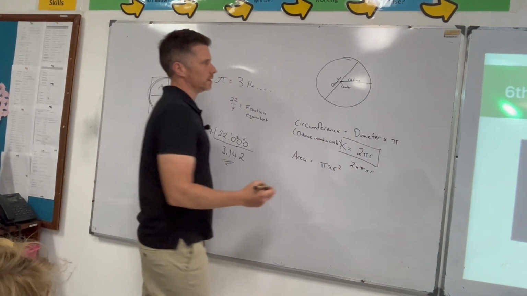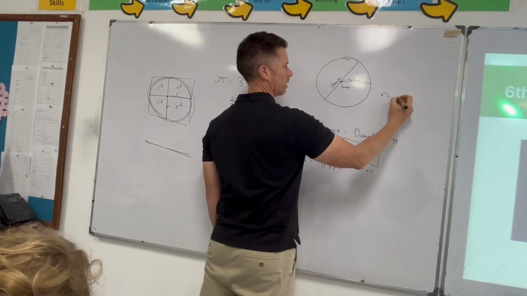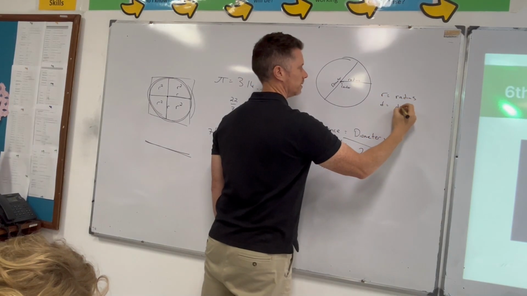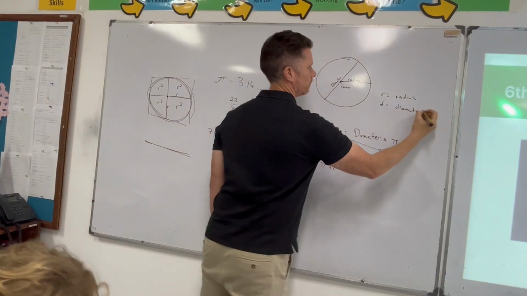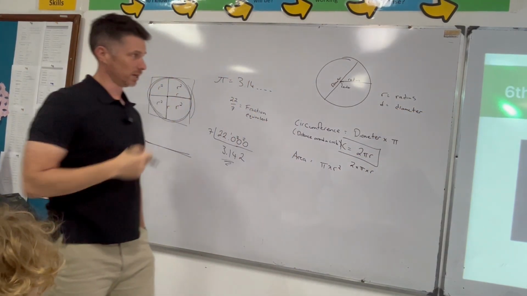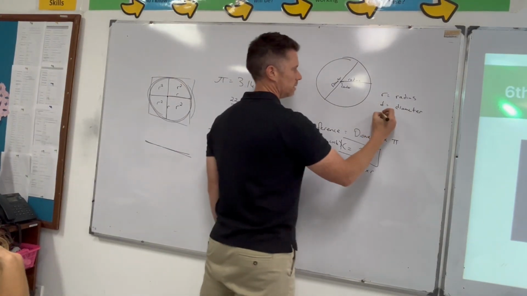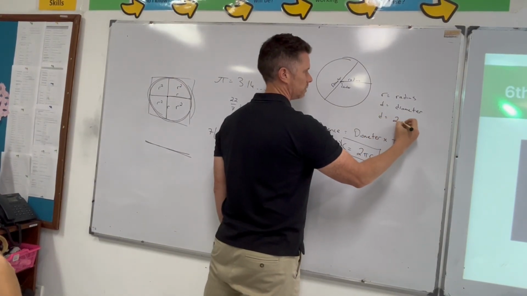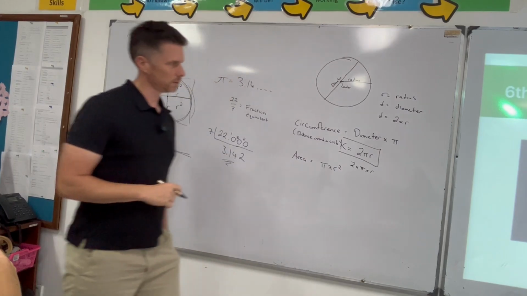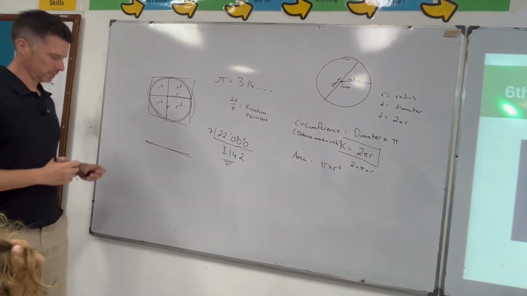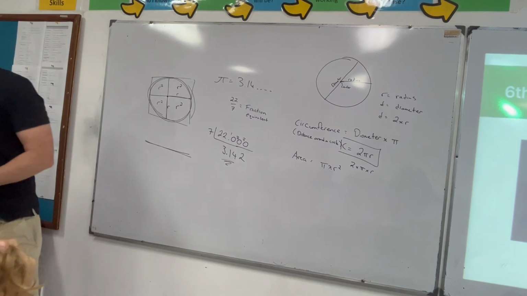Remember, you're going to see the letter r used a lot for radius and d for diameter. You'll see that a lot, so just in case. And of course, the relationship between those two is that diameter is 2 times the radius. Okay, so we've done all that before. Let's do some problem solving now.